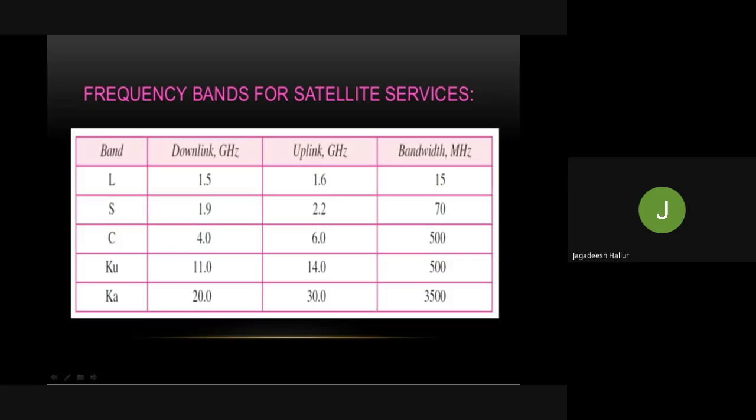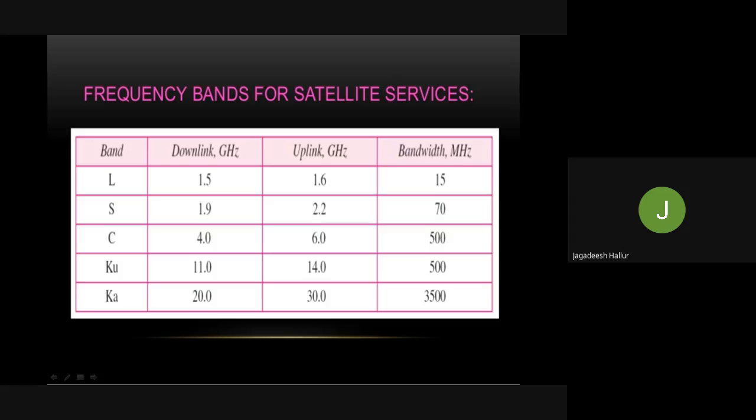And what are the frequency bands? What are the frequency bands for satellite services we are using? The bands are different. That is, the bands are L band, S band, C band, Ku band, and Ka band. The downlink and uplink are in gigahertz. Downlink and uplink, always the frequency band is in gigahertz, keep in mind. The L band is 1.5 for downlink, and for uplink it is 1.6.